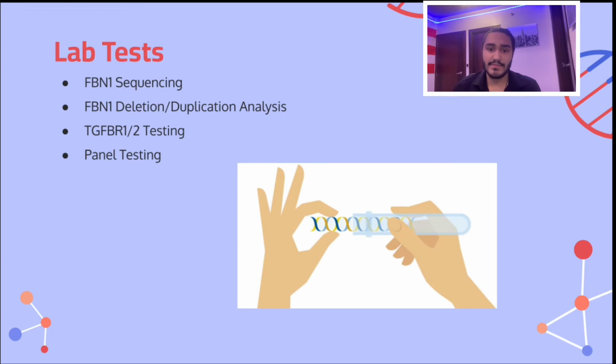Lastly, the lab tests, which are going to be essential for diagnosing and confirming the diagnosis of Marfan syndrome with the Ghent nosology, are going to be FBN1 sequencing, FBN1 deletion/duplication analysis, TGFBR1/2 testing, and obviously panel testing. This is, as I said, an important criteria. This is the standard of diagnosis, and the criteria, as I said, is divided in two parts, major and minor, and is 95% accurate in the diagnosis of Marfan syndrome.